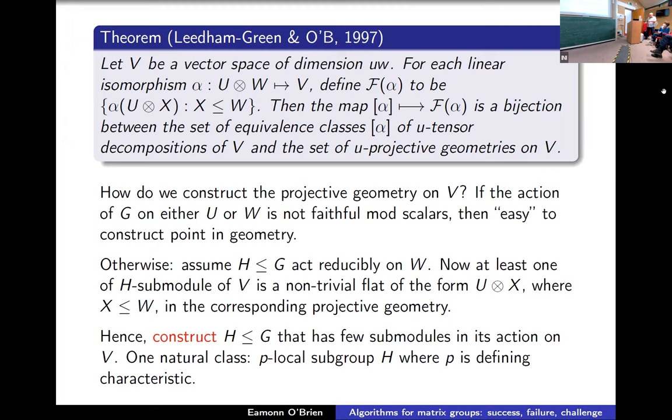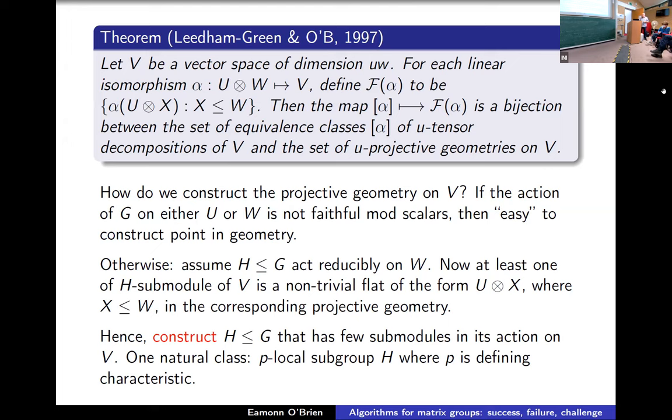Again, one natural class that we do is to take P-local subgroups where P is the defining characteristic. But if you want an algorithm out of this, fine. You get an algorithm without any difficulty. If you want a polynomial time bound, you do not get a polynomial time bound in this calculation. The reality is we're very subject to what the index of the smallest P-local subgroup inside of G is, being able to construct that subgroup, etc.